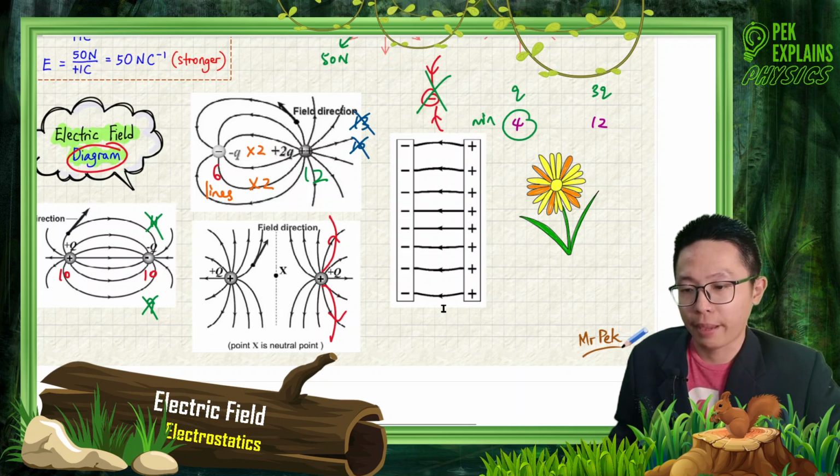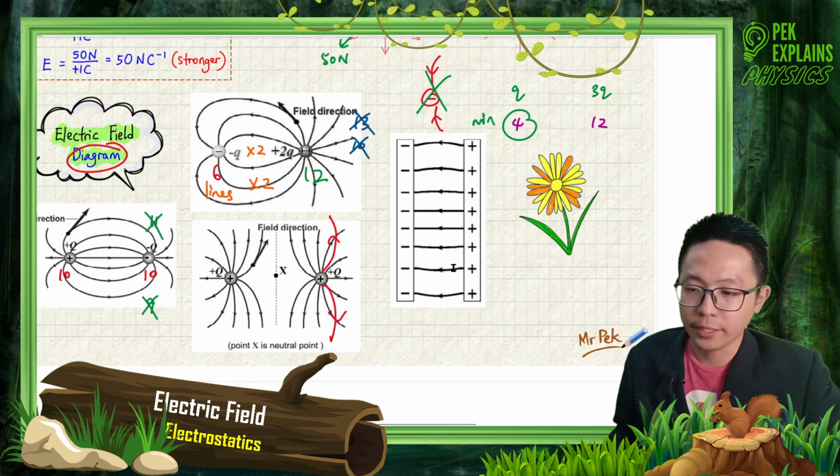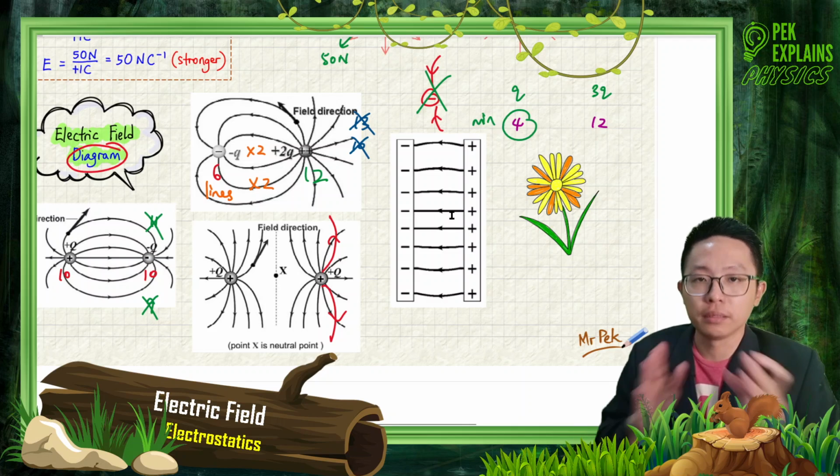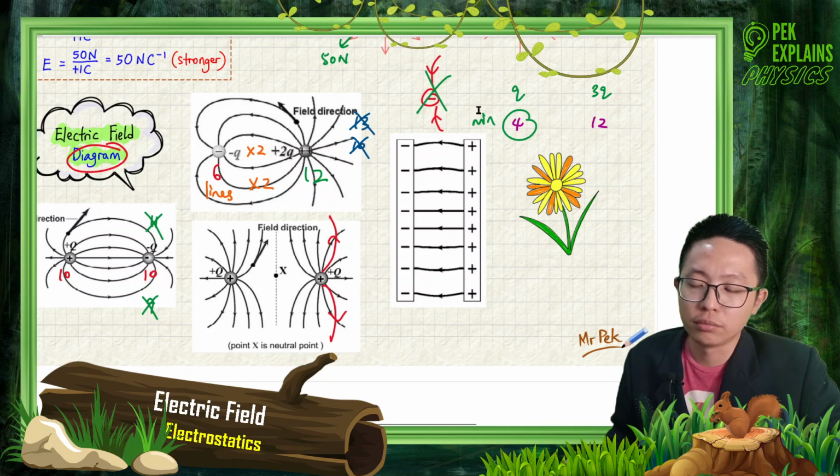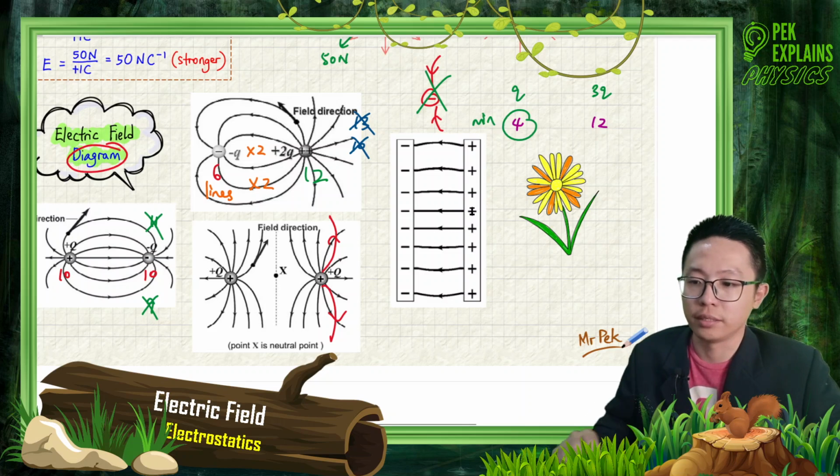Okay, and this is a parallel plate. So how to draw? In the middle, the lines are almost parallel to each other. But at the edge here there is a certain curve, because at the side here there is no more charge, so the lines curve outward here. At the side there's a certain curve, but in the middle they are almost parallel to each other.